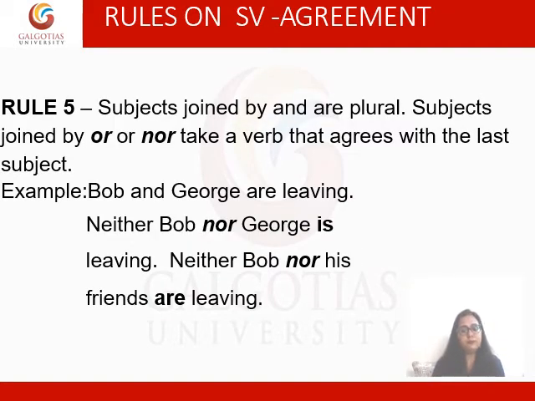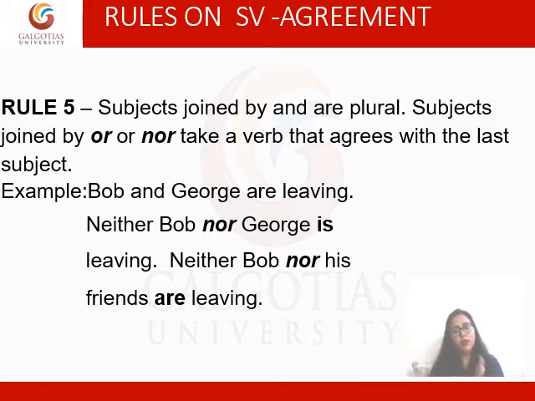Rule number 5. Subjects joined by and are plural. I repeat, subjects joined by and are plural. Whereas the subjects joined by or or nor take a verb that agrees with the last subject.